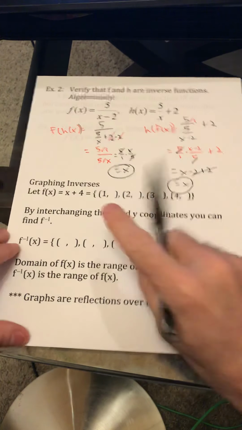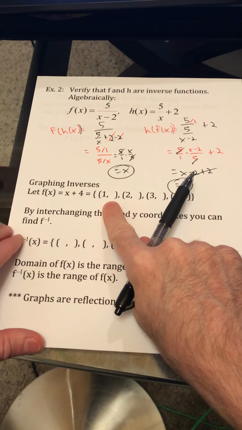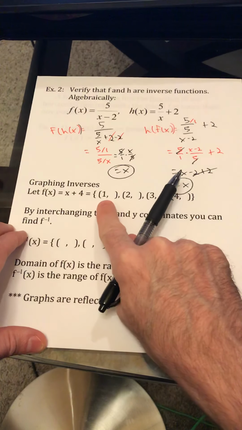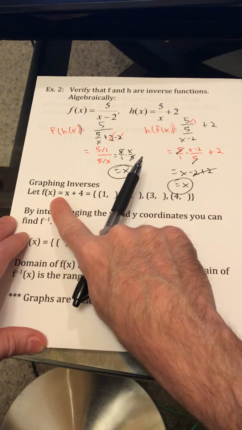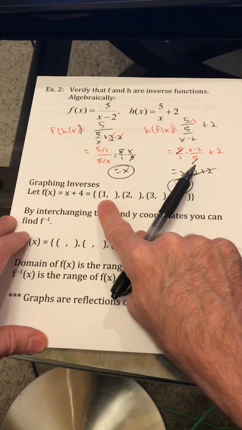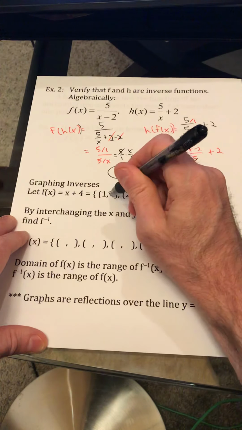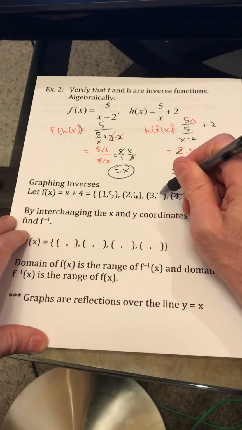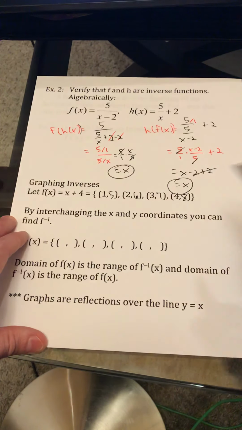Well, if we are going to look at graphing inverses, here we're just going to use the function f of x equals x plus 4, and we're going to come up with a few quick coordinates. Well, plug 1 in, 1, 5, 2, 6, 3, 7, and 4, 8.